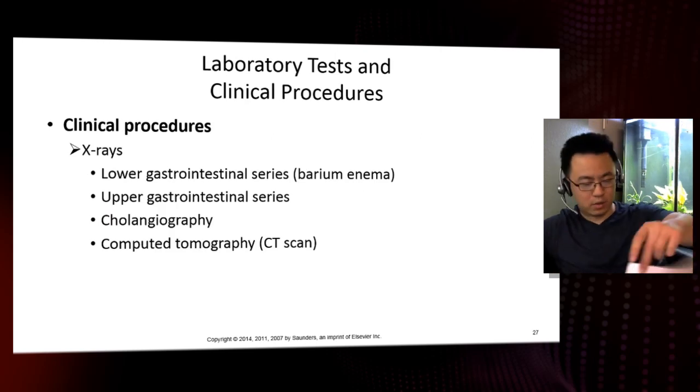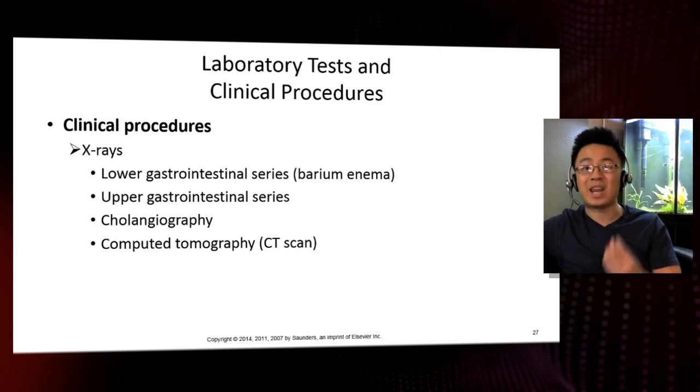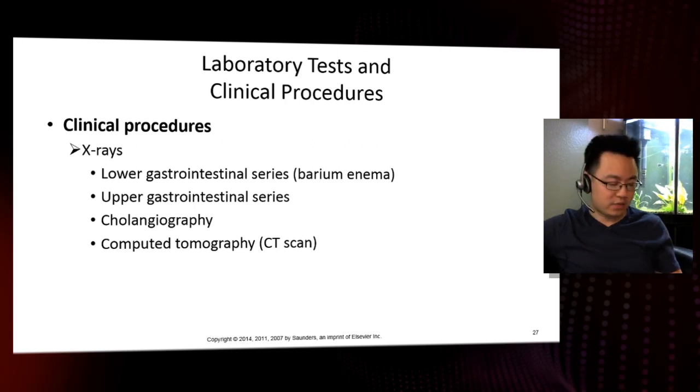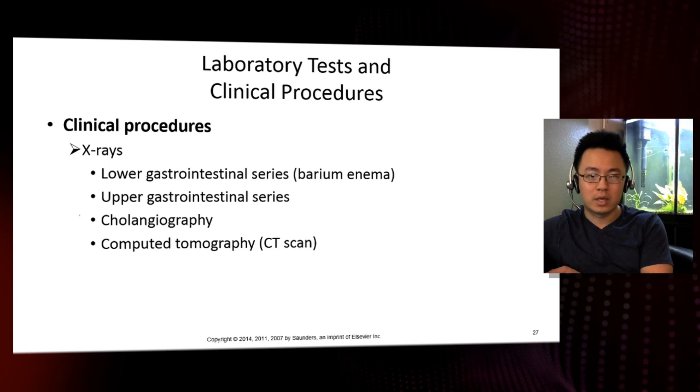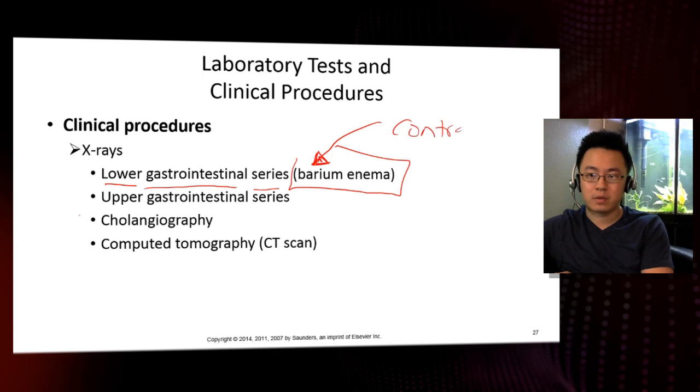There are different clinical procedures that can be used to assess your digestive tract, definitely using light in the form of x-rays in order to determine its condition. One type is a lower gastrointestinal series, using a particular kind of compound known as a barium enema. A lower gastrointestinal series is an x-ray image of the colon and rectum obtained after injection of barium into the rectum. Now, barium here is a type of contrast medium.